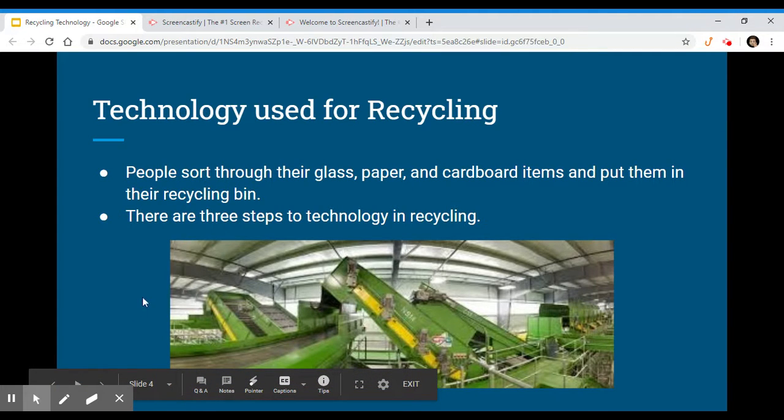This next slide shows technology that is used for recycling. People sort through their glass, paper, and cardboard items and put them in the recycling bin, just like I showed you in the previous slide. And there are 3 steps to technology in recycling. This is a picture of the machines that are used for recycling and sorting out different recycling items.